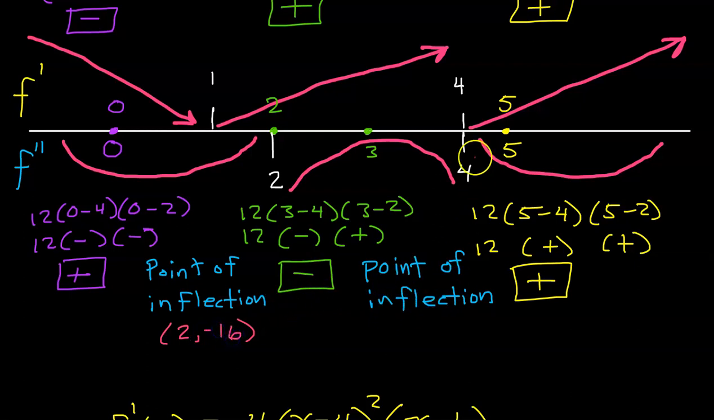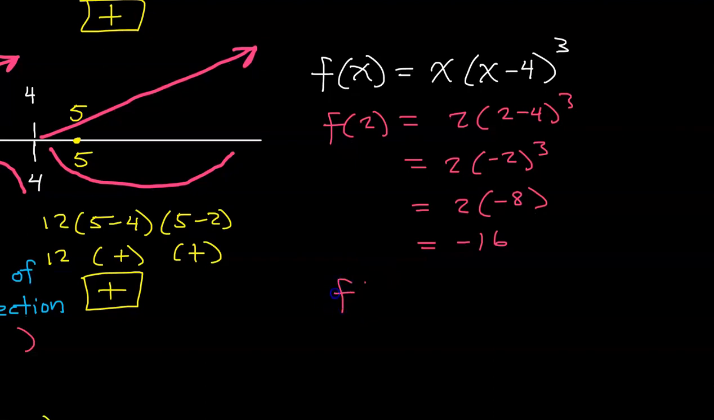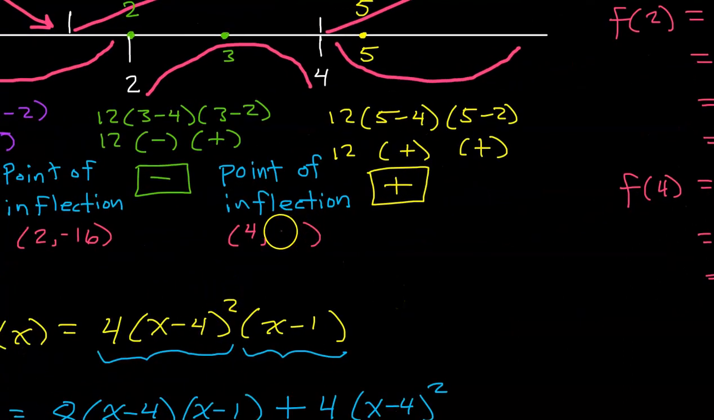We have another point of inflection at 4, where again the function changes concavity, going from concave down to concave up. So we have another point of inflection at 4 comma something. So let's evaluate again. Let's do f at 4, which will be 4 times (4 minus 4) to the third power. So that's going to be 4 times 0 to the third power, which is obviously just going to be 0. So we have another point of inflection at 4 comma 0.